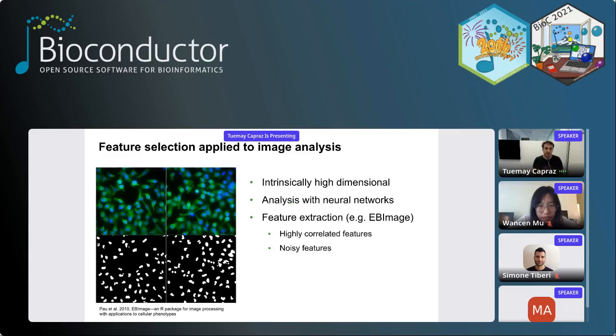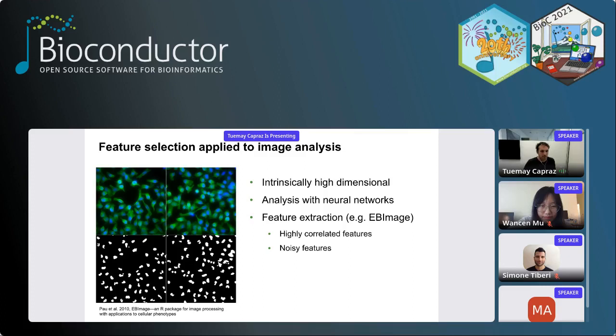And yeah, image data is intrinsically high dimensional because it's just these fields of pixels, usually with multiple channels of colors. One way to analyze these is using neural networks, especially convolutional neural networks, which also have some sort of feature extraction and selection often built in, or use a direct feature extraction algorithm, such as the R package EBImage, where we first segment the image. This is shown on the left, where we have these nuclei stained in blue, then segmented on the bottom row.